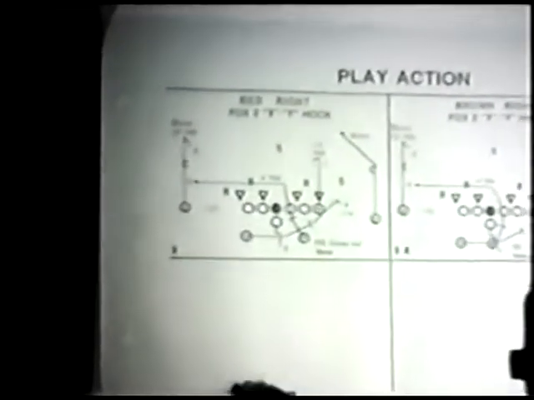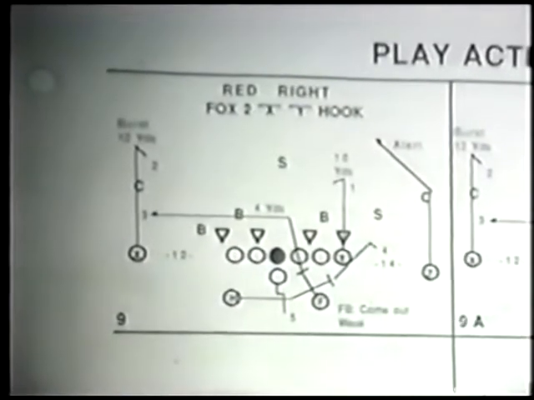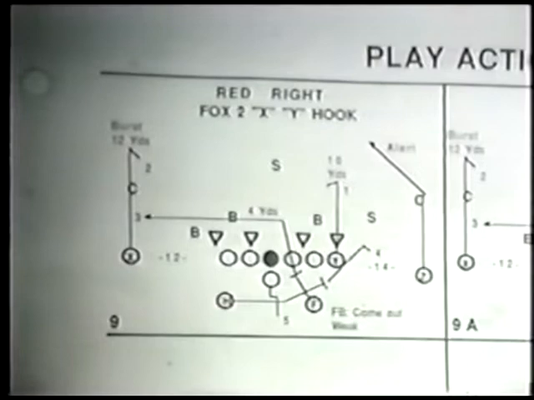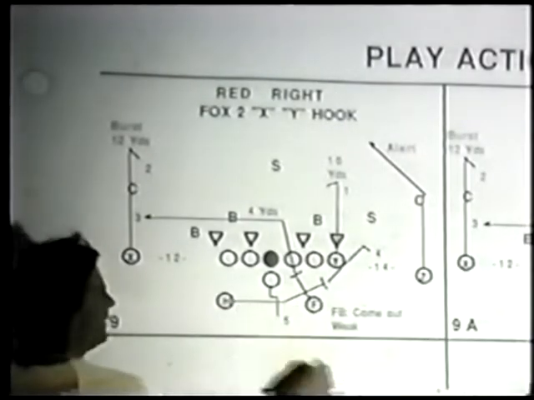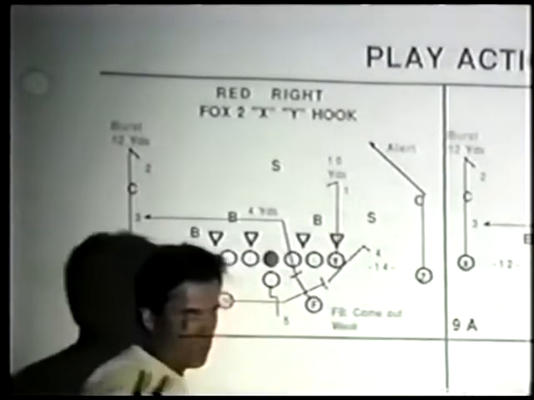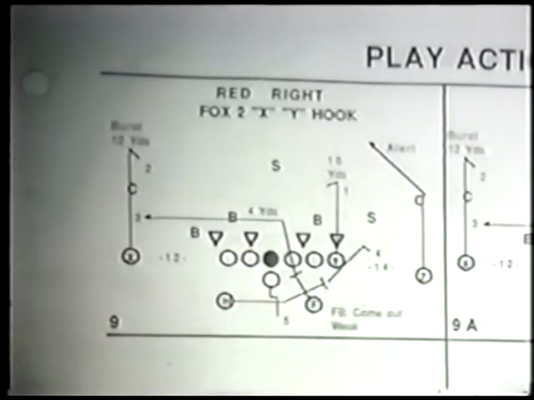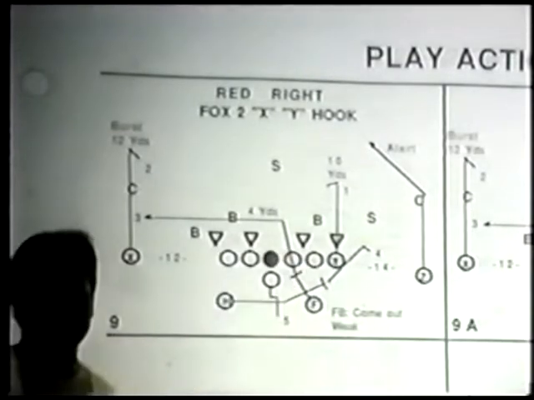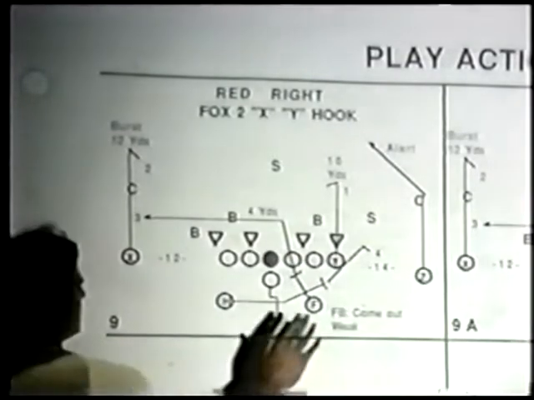Play action. Play action. We're putting in Fox 2 run. We're going to put in Fox 2 X and Y hook. All right? Now, we can run it out of red, and we can run it out of brown. 2 formations. All right? Do we script this Fox 3? Okay. Maybe eventually we'll get to that. We got to get good at Fox 2 first, okay? Then we can always go to Fox 3 later. All right, now, here's what we do.